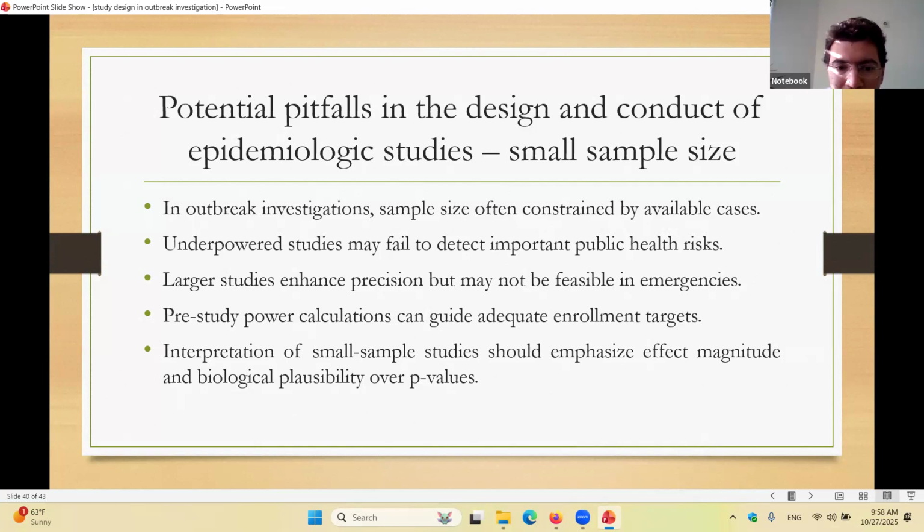For example, when you have an overpowered study, your p-values are smaller and less meaningful, and vice versa. More important than p-value is biological plausibility, and you should emphasize effect magnitude or biological plausibility in small sample studies.